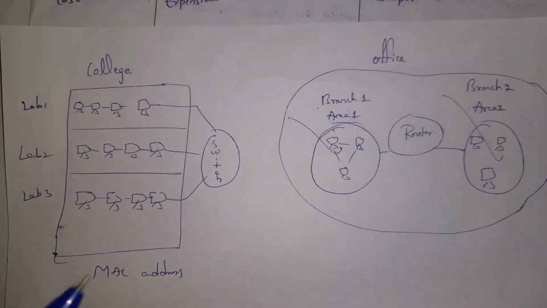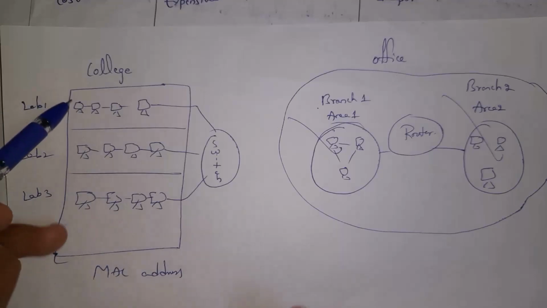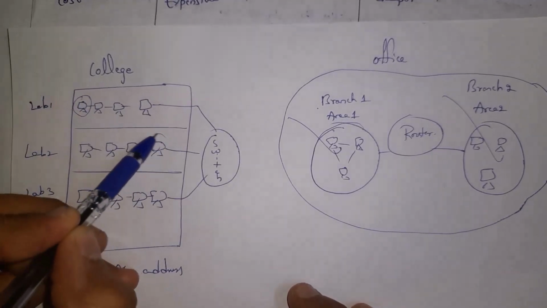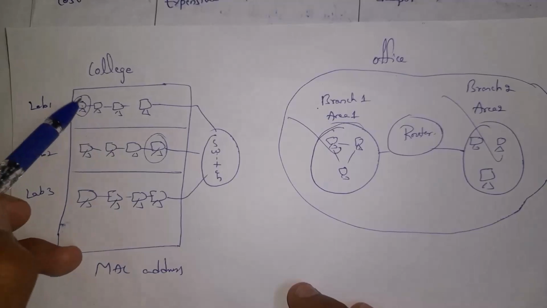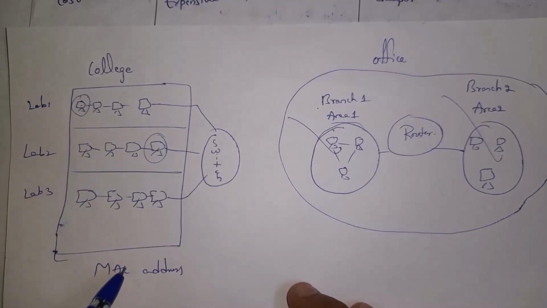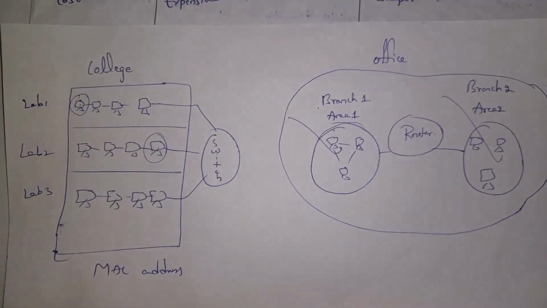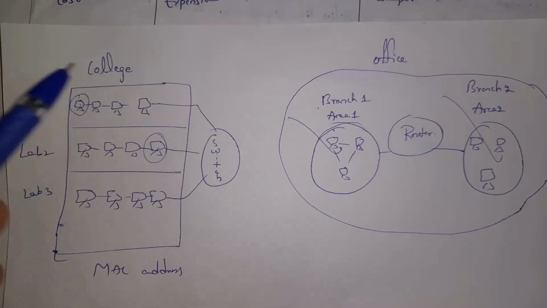Guys, a switch will work based on MAC address. For example, when this computer wants to send data to this computer, it will identify this computer based on the MAC address. I already said before, it is like an Aadhaar card number. A person has an Aadhaar card number to identify him, whereas devices have a MAC address to identify them.